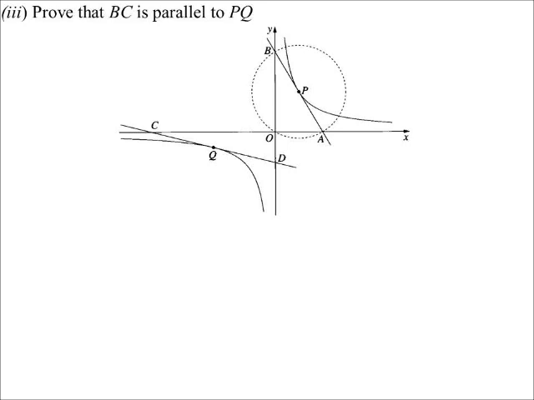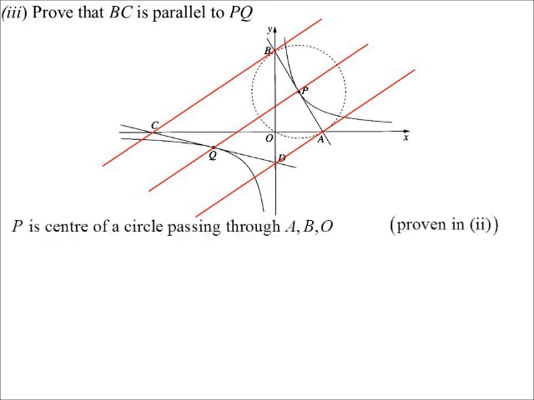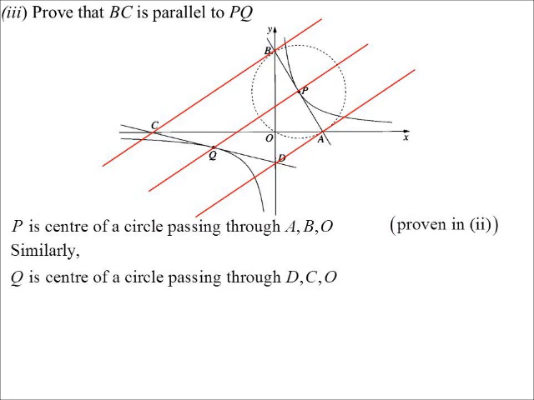There's lots of different ways of doing this, but this is how I did it. I drew in 3 lines. I joined up BC, I joined up PQ. That made sense because we're trying to prove they're parallel. But the other one I joined up was AD. We know P is the centre of a circle that passes through A, B and O. We proved that in the previous part. Now, similarly, Q must be the centre of a circle that passes through D, C and O. Again, the advantage of using parametrics. We generalise the situation, we can apply it.